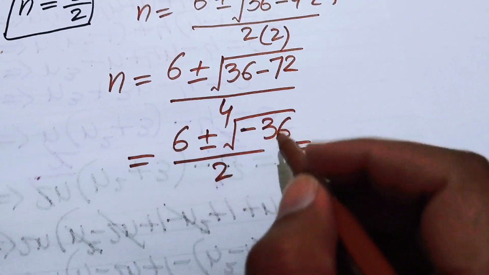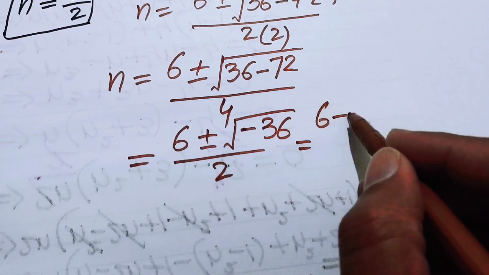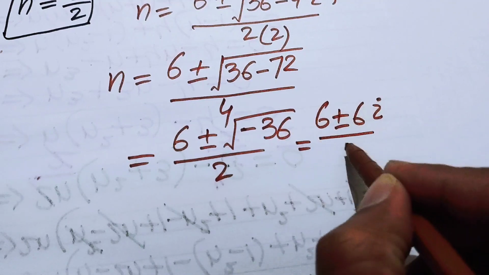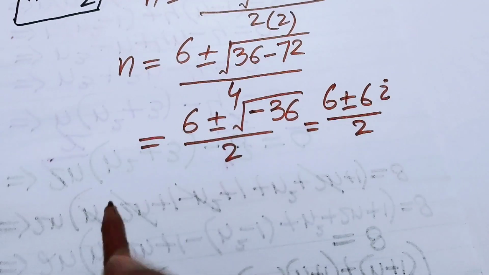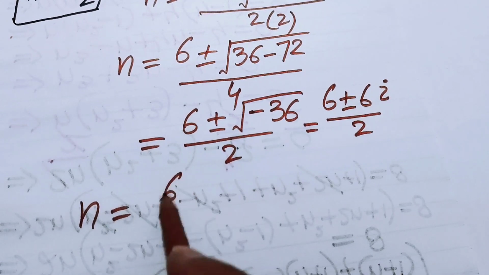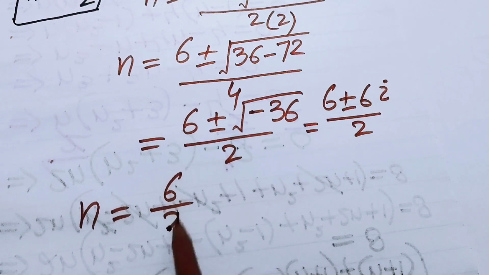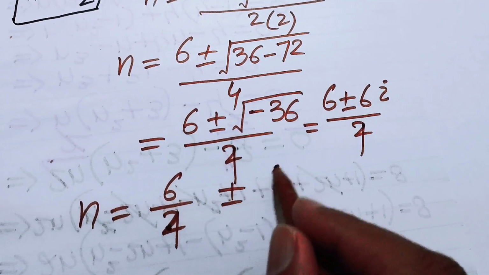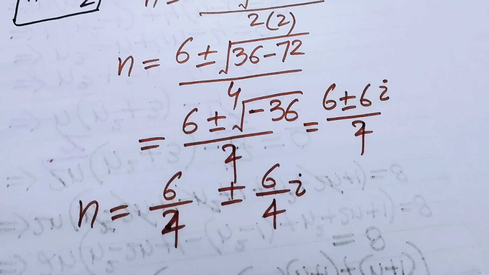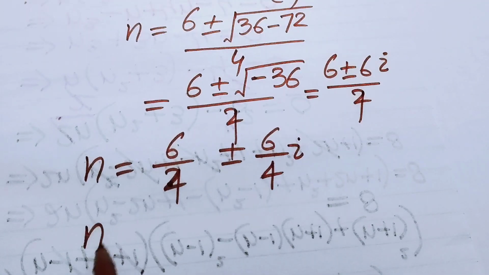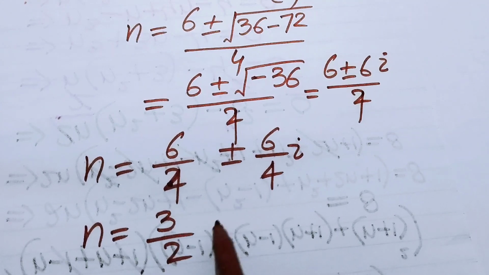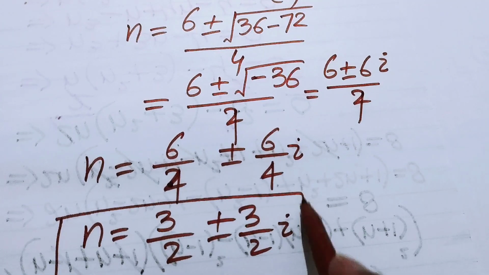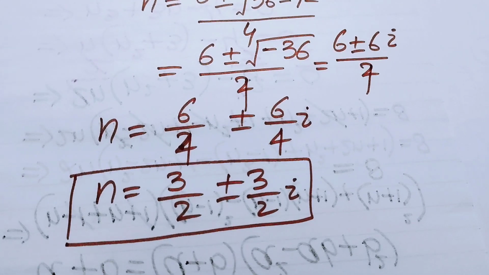Here you know that the square root of 36 equals 6, and we know that the square root of minus 1 equals iota. So now we break these two terms and we get here 6 over 4, sorry this is the value 4, 6 over 4 plus or minus 6 over 4 iota. When you cancel these two terms, then finally you get n equals 3 by 2 plus or minus 3 by 2 iota. So these are the other two complex roots of the given equation.